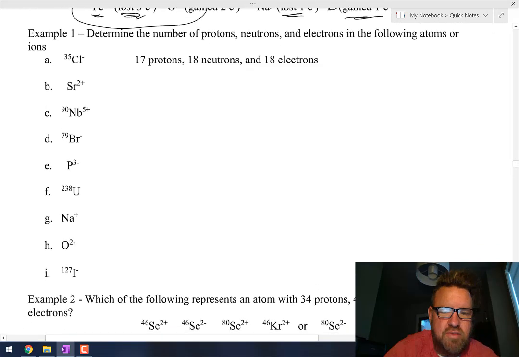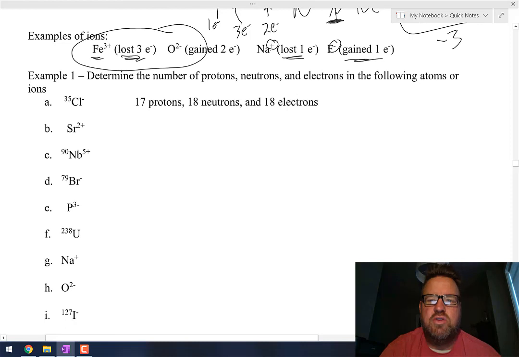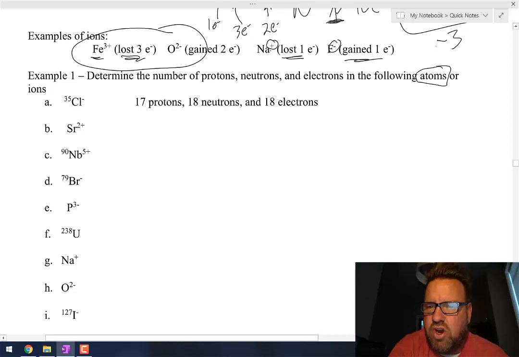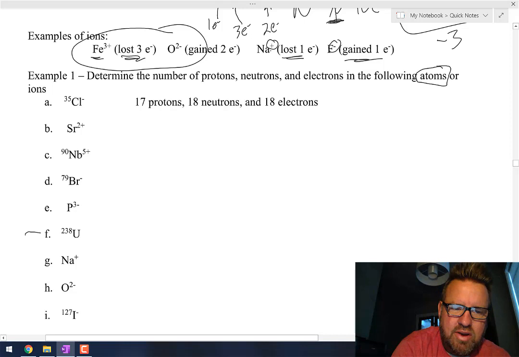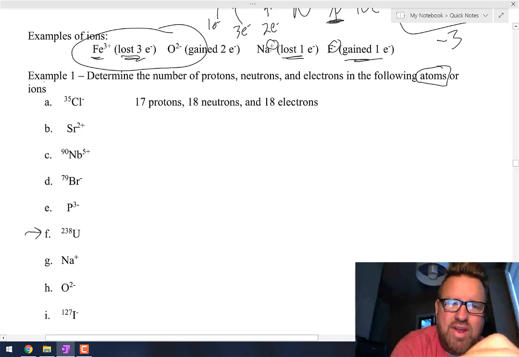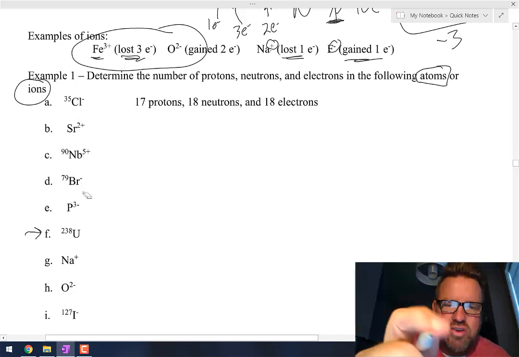Okay, so here are some examples of this. I'm going to do a few of them for you, and then you can do the rest of them. Determine the number of protons, neutrons, and electrons in the following atoms or ions. Why do I say atoms or ions? Because if it doesn't have a charge, then it's an atom. For example, letter F right here, that is a uranium atom. But if it has a charge, which means if there's something up in the corner there, any of these, it means that it's an ion. And we have to take that into account.